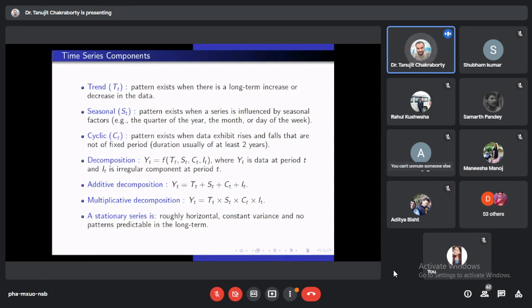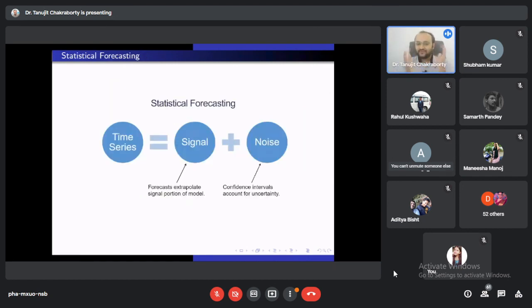In most stochastic or statistical time series problems, the majority of statistical models assume stationarity of the data. A stationary series is one which is roughly horizontal, has constant variance, and has no predictable patterns in the long term. If we have almost constant mean and constant variance, the future can be very easily predicted from the time series. So this is an overview of statistical forecasting techniques in time series.